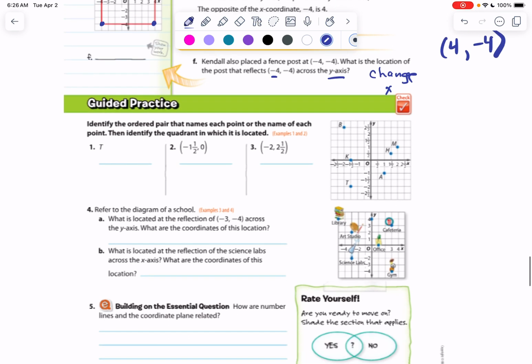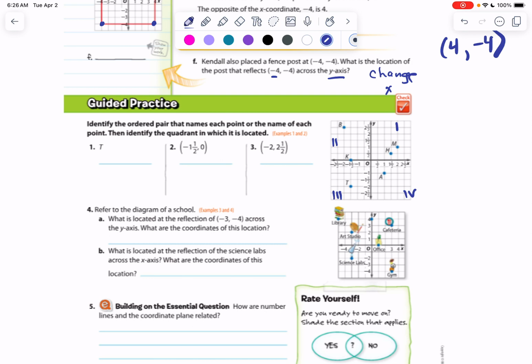Let's practice. It says identify the ordered pair that names each point, then identify the quadrant it is located in. Since we're still a little new at this, let's just go ahead and name the quadrants right now. Quadrant 1, quadrant 2, quadrant 3, quadrant 4. That way we won't have to think about it. We just have that work done.